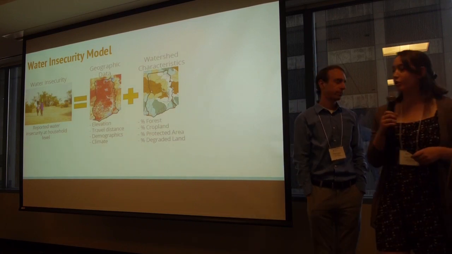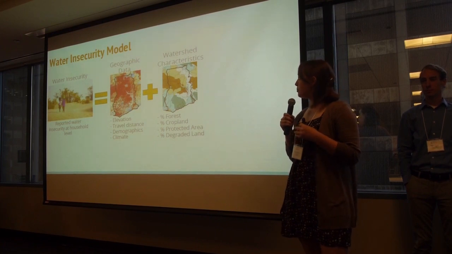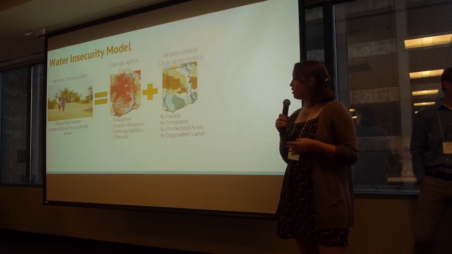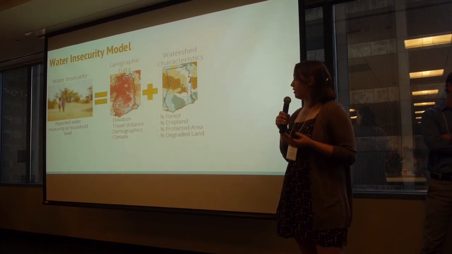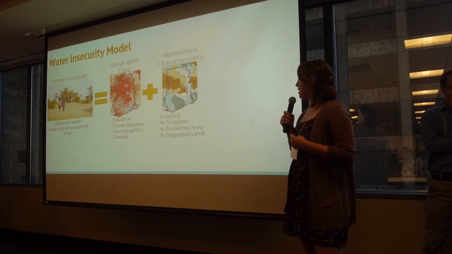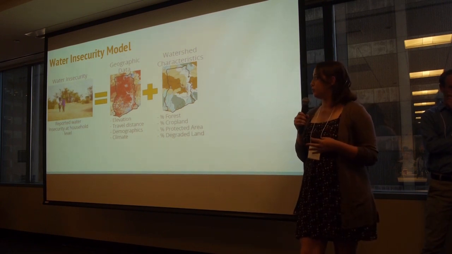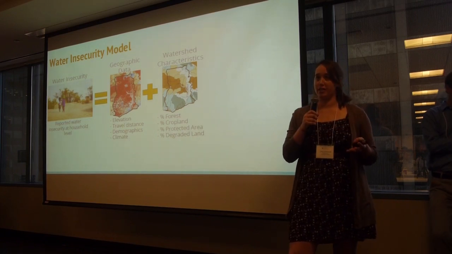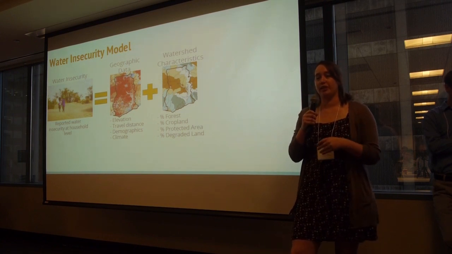Okay. So our goal was to build a model using the random forest approach, where we predict monthly water insecurity reported by the Vital Signs households using geographic data and watershed characteristics. Some of our variables were elevation, travel distance, demographics, climate, and then proportion of forest, cropland, protected area, and degraded land. And we took this model and extrapolated it out to the entire country for all 4 of our Vital Signs countries. And with this, we created an interactive map, which we'll link to at the end.